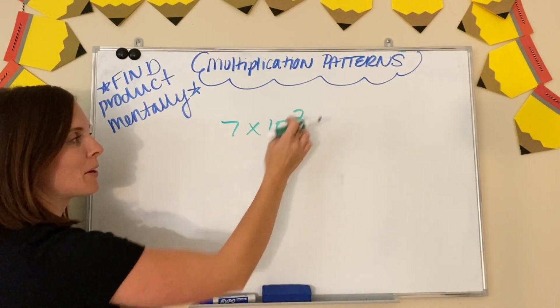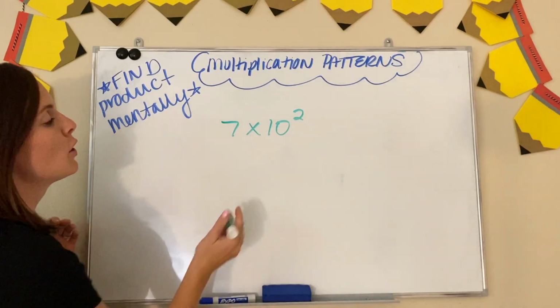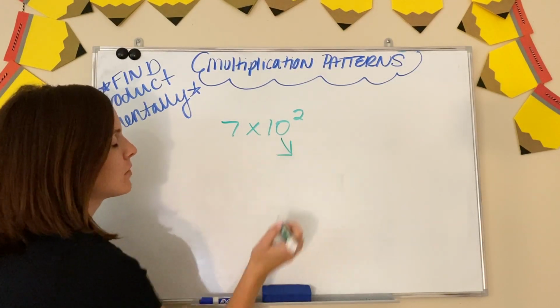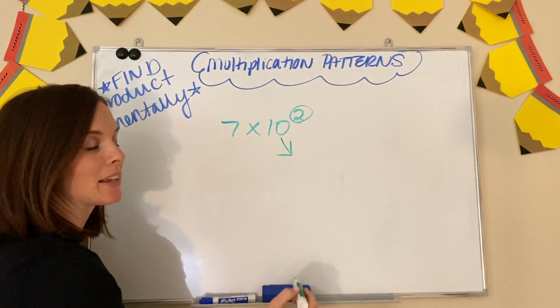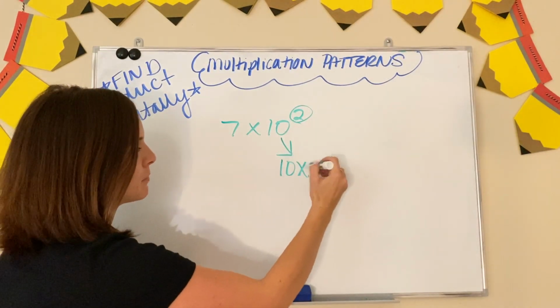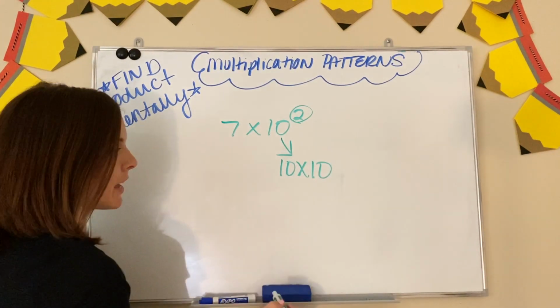But we just learned about exponents. 10 to the second is not just 10. So let's break this out. 10 to the second is saying multiply 10 twice by itself. So that would be a 10 times a 10. And I need to solve that. 10 times 10 is 100.